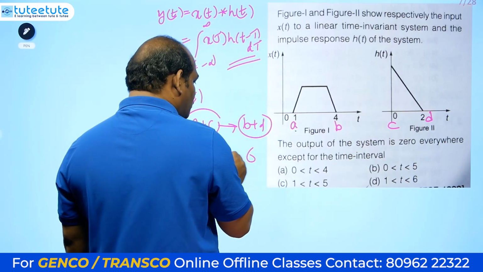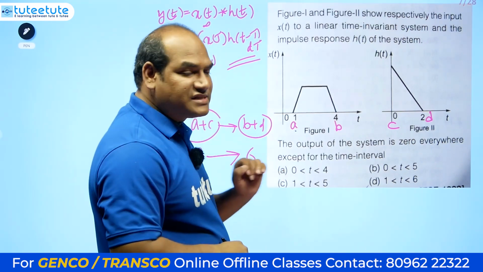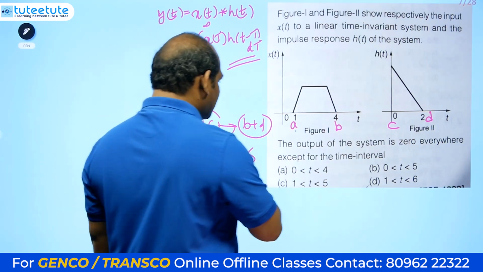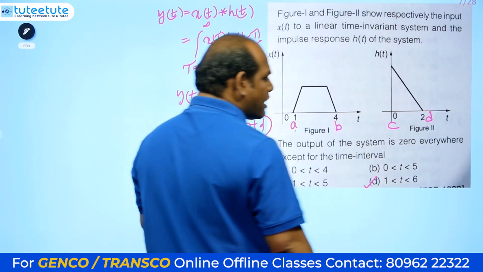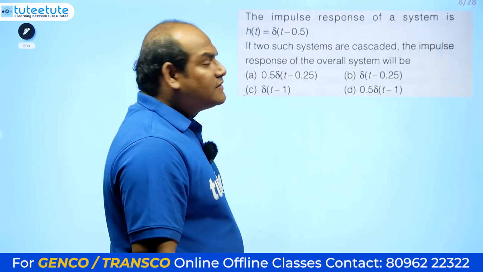That means from 1 to 6, the y of t signal will be available. So by observing the options, we can tell option D is the correct option. And now we will see the next question.